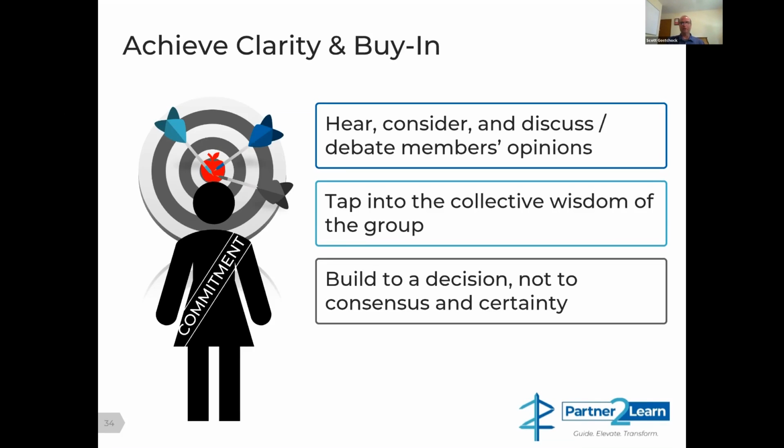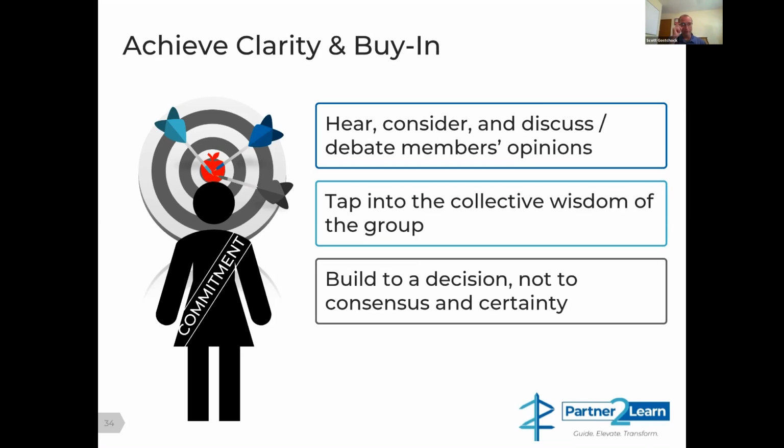Then tap into the collective wisdom of the group. There's a saying from Ken Blanchard out there, that none of us is as smart as all of us. So we need the collective group wisdom. We need their input. And build to a decision, not to consensus and certainty. What we mean there is, don't build to where everybody's in agreement. Now, 8 out of 10 times on a healthy team, the research will tell you that everyone's in agreement, that there's consensus. But those other 2 times, you've got to make a decision.